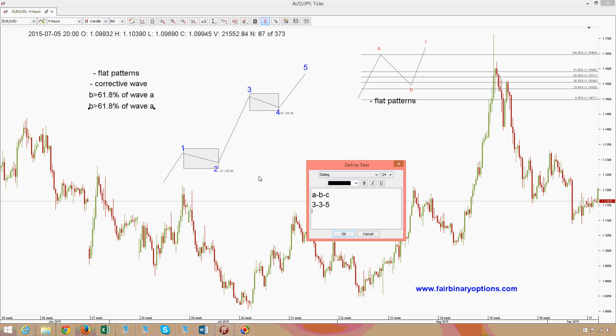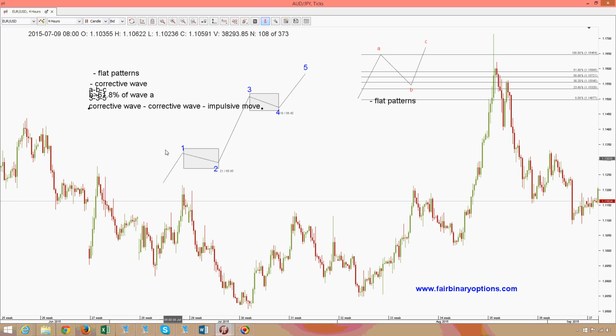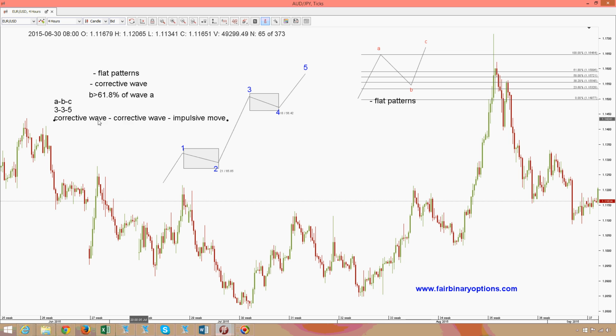In other words, it means a corrective wave, then another corrective wave for the B wave, but of a lower degree this time, and of course an impulsive move for the C wave. So corrective wave, corrective wave, impulsive move. This would be the structure of a pattern called a simple flat pattern.